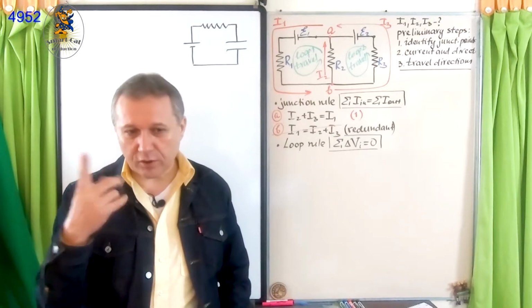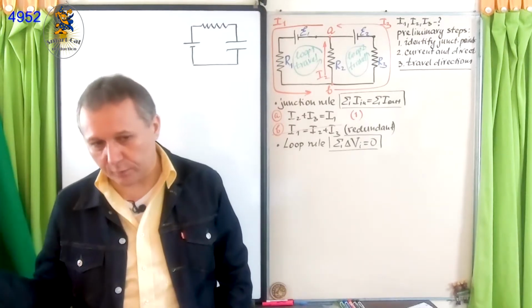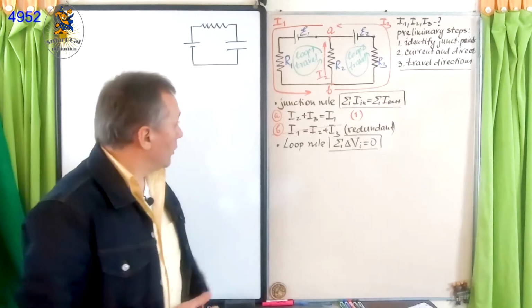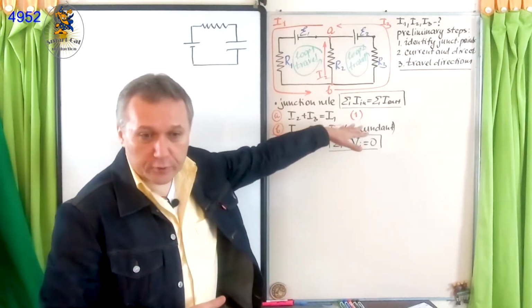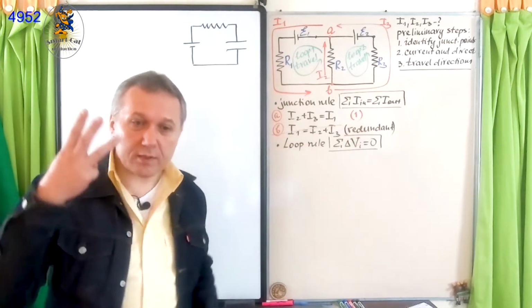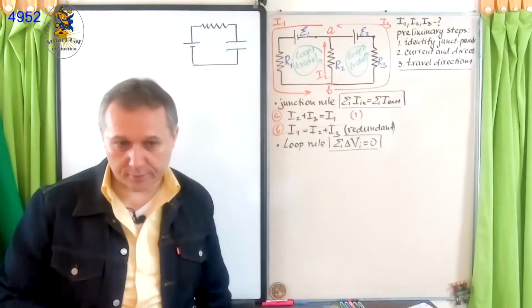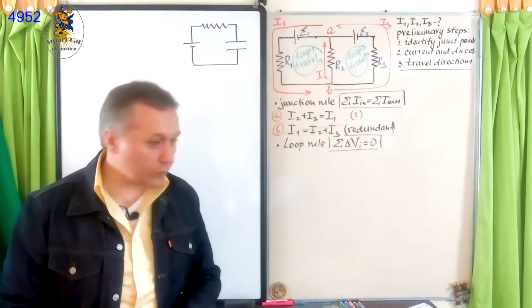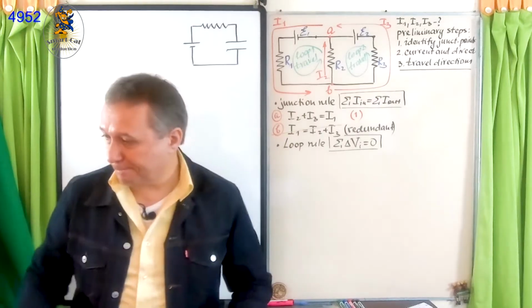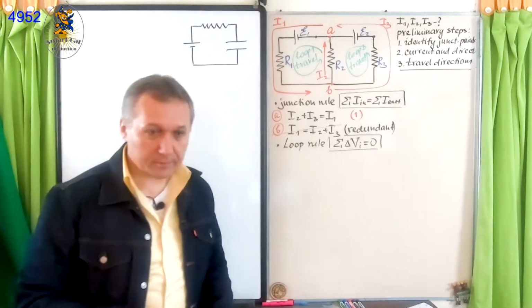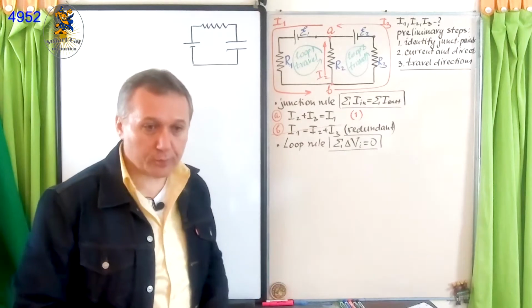Every time one junction point is not going to give you a useful equation, right? Okay, so the first equation is useful, right? And of course we need 3 equations because we have 3 unknowns, I1, I2, and I3. So we need to introduce 2 more equations. And of course they must come from the loop rule, right?